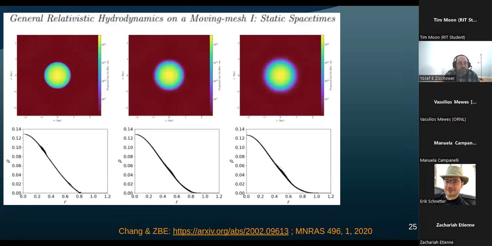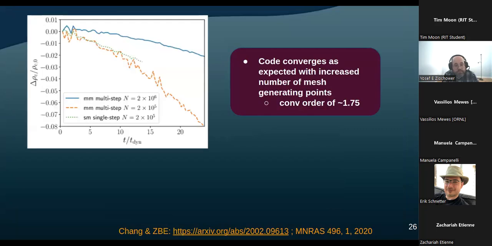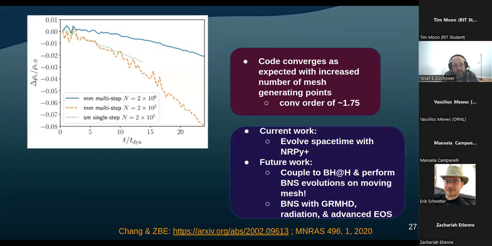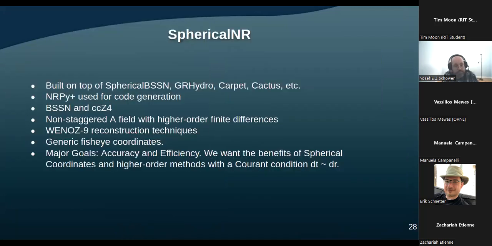So we've demonstrated the stable evolution of a TOV star with a static background spacetime involving just the equations of GR hydrodynamics on a moving mesh. And we found good convergence, and we're working on adding these capabilities to Black Holes at Home with an evolved spacetime metric. So we've seen some early successes with that, and we hope that the next step is very close.